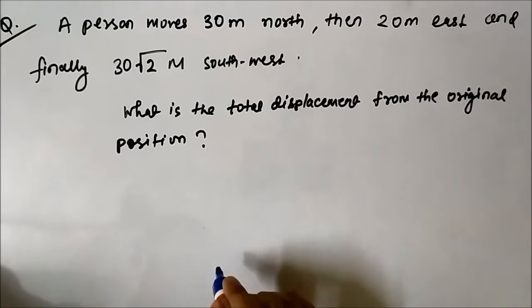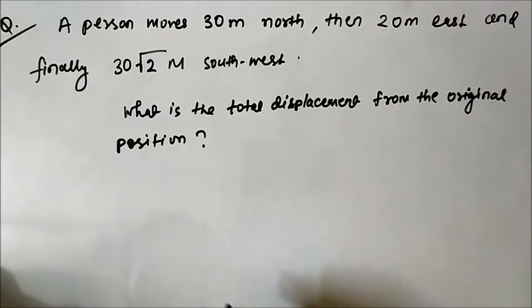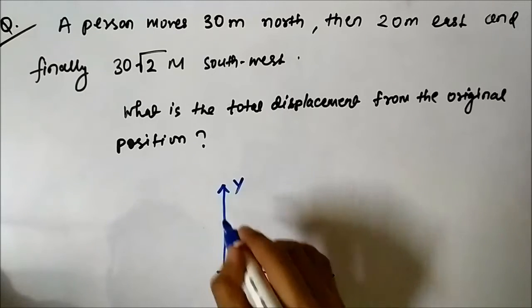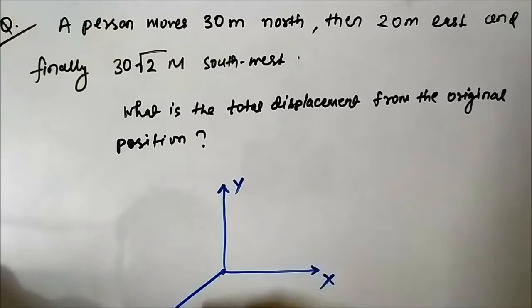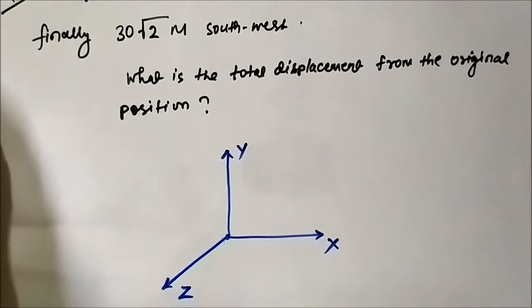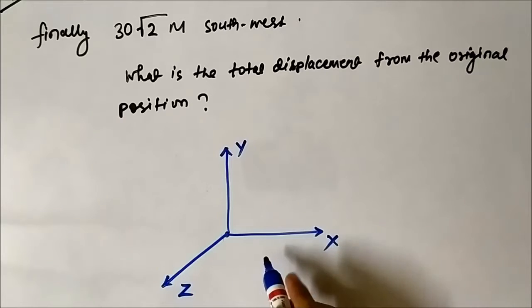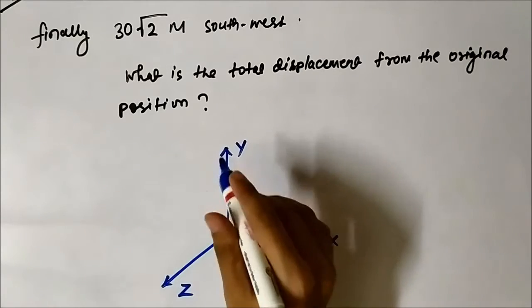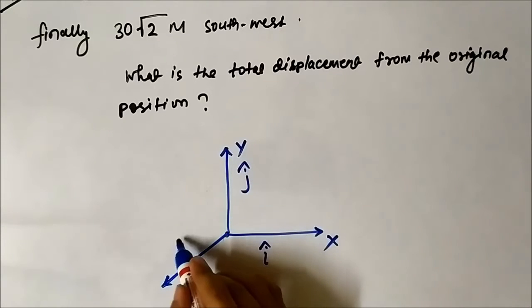Now we know that vectors can be represented in terms of the three coordinate axes, which are x, y and z. The unit vector along the x axis is represented as i cap. The unit vector in the direction of the y axis is j cap, and for the z axis it is k cap.